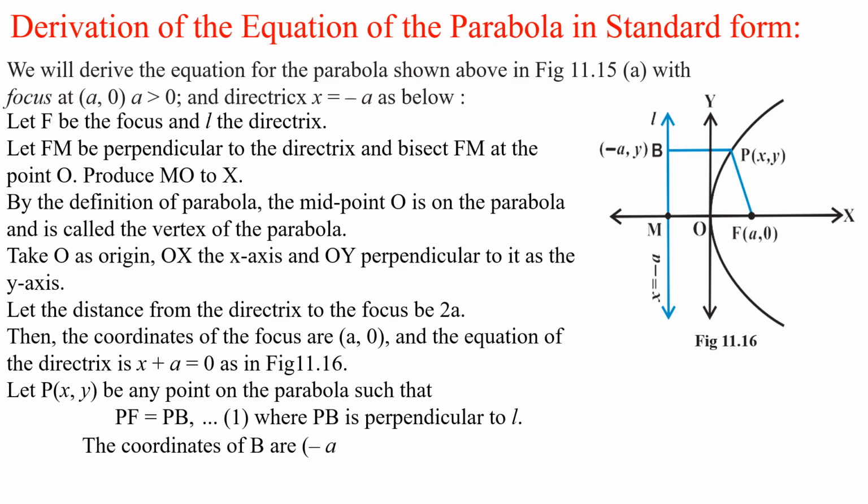The coordinates of B are (-a, y). Then the coordinates of this point B are (-a, y), because here the x coordinate is -a and it is y units from the x-axis. That is why the coordinates of this point B are (-a, y). Understood this step?